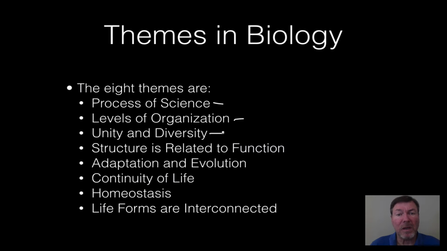Unity and diversity. Things are all the same, but at the same time, everything's different. We're going to learn that structure is related to function. The structure of an organism or part of an organism is related to what it does. Adaptation and evolution. Things adapt to an environment, and that causes them to evolve. The continuity of life. Those adaptations are passed down to their offspring. Homeostasis. Things stay the same for their survival.